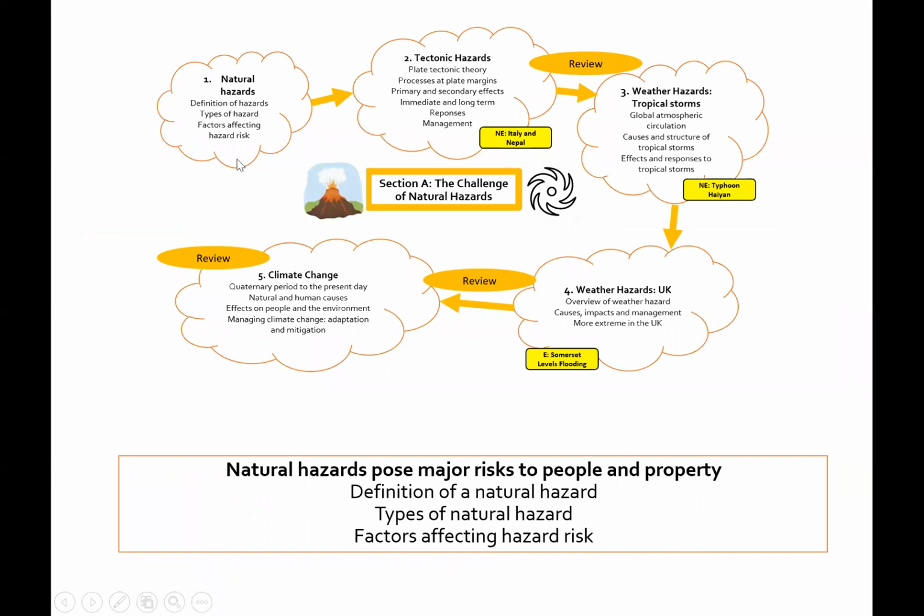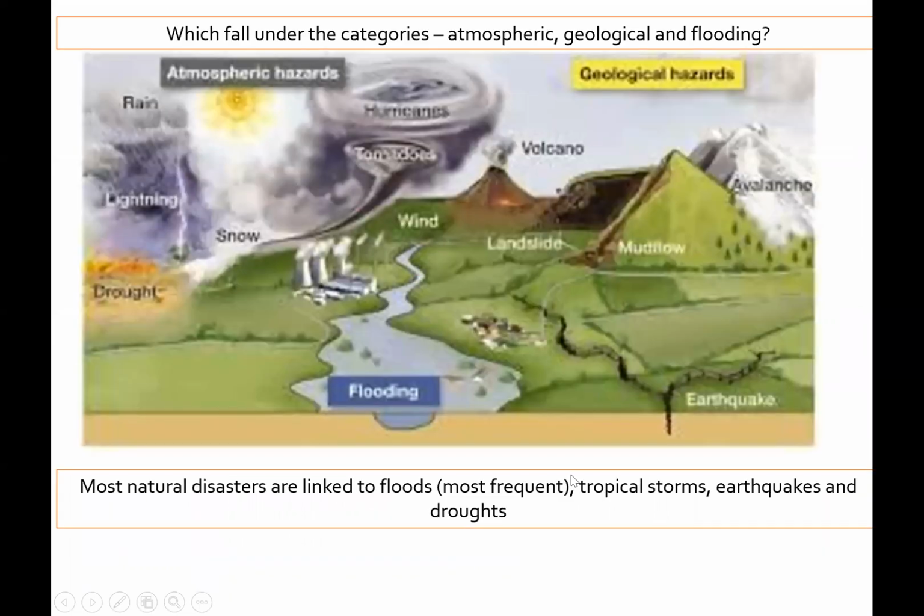We're going to start with these definitions and start with the basics. Then we're going to go through our different types of hazard, looking at some case studies and some examples before we finish looking at climate change at the end of it. So for today, it's looking at natural hazards pose major risks to people and property.